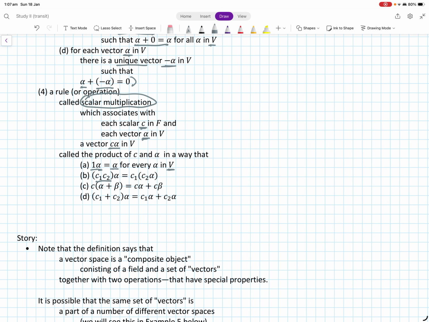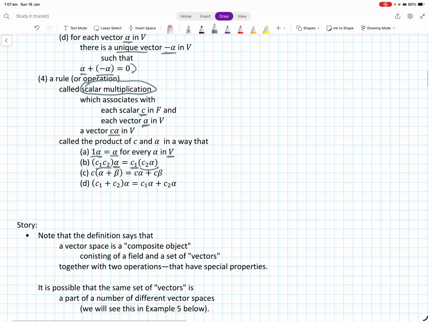Multiplication of two scalars times alpha should be the same as the first scalar times C2 times alpha, right? So that's fine. It doesn't matter whether you compose the scalars first and then multiply with the vector, or whether you multiply the scalar with the vector first and then do the same operation again. So these two should be the same values.